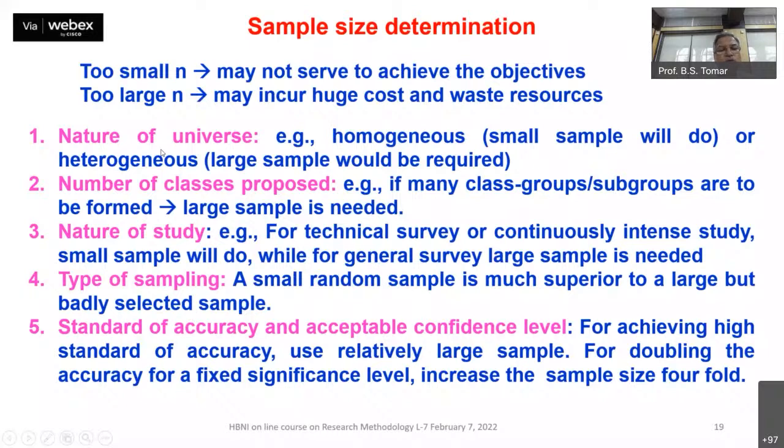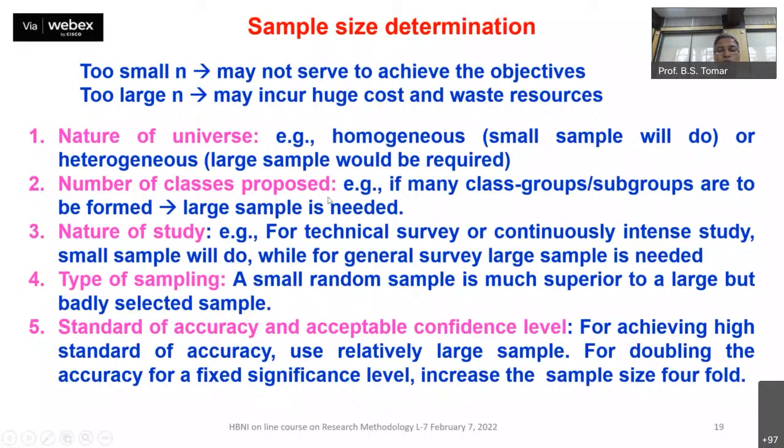Now, when you want to decide the sample size, you have to take into account the following factors, like the nature of the universe. Suppose the population, the area which you want to survey, is homogeneous. The sample size will do. Suppose you have a liquid sample you want to analyze, a big drum, homogeneous. You don't have to take too many samples; a small sample will do. But if you have a field sample, a rock, which is heterogeneous, maybe you have to take a large sample.